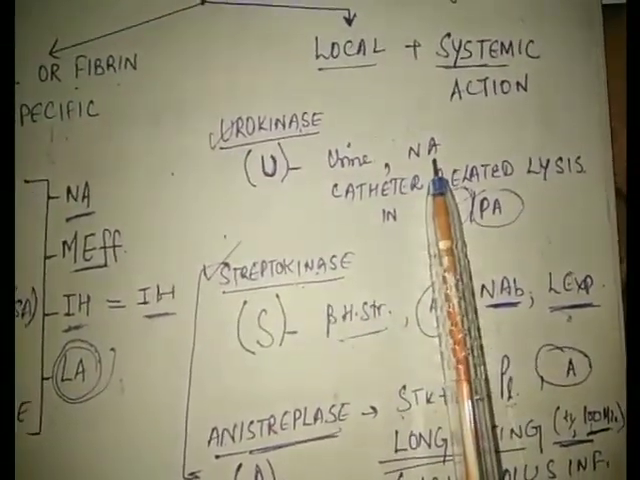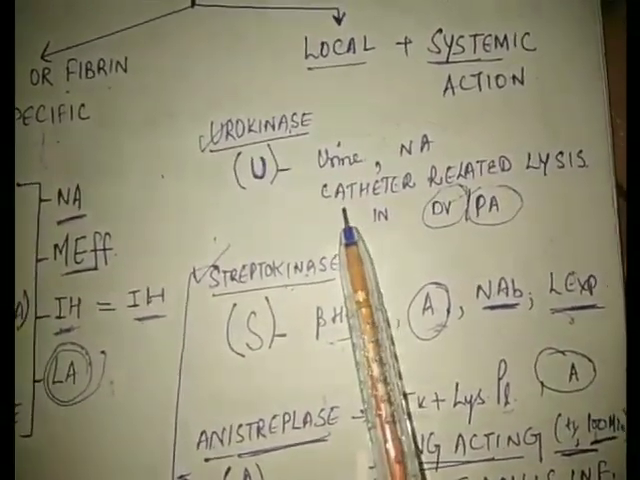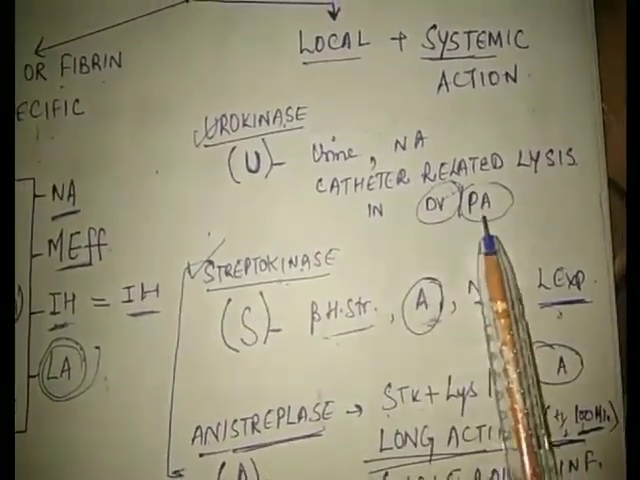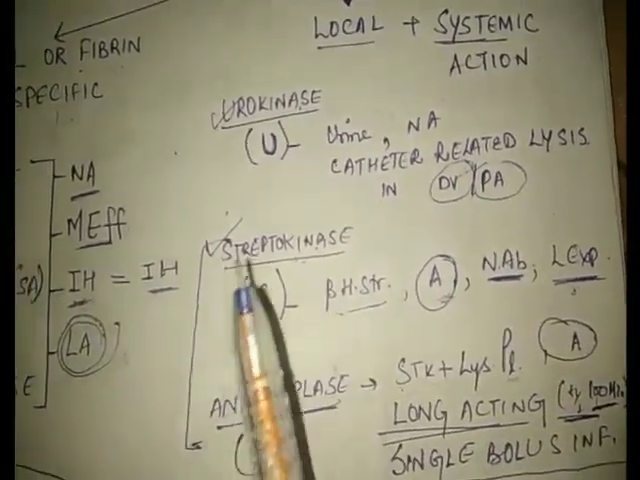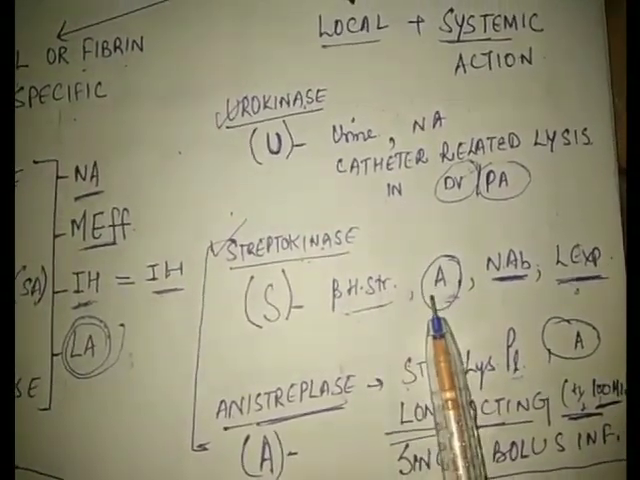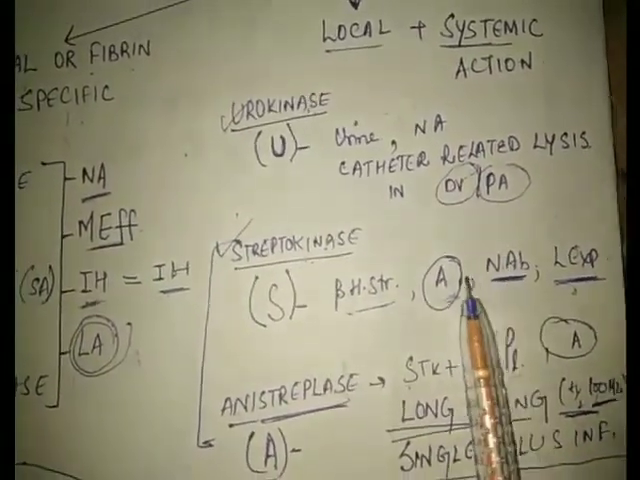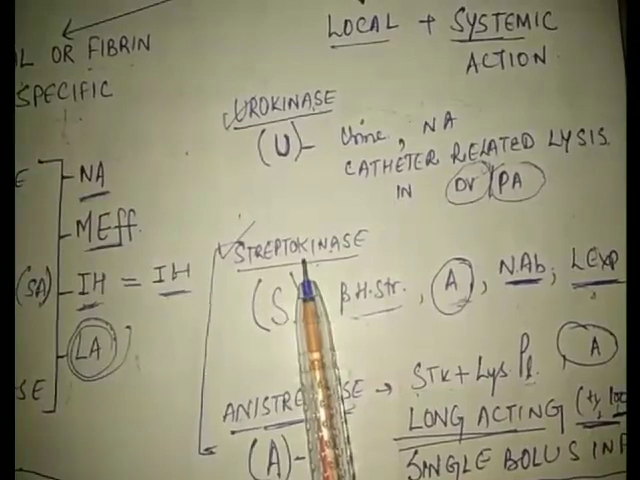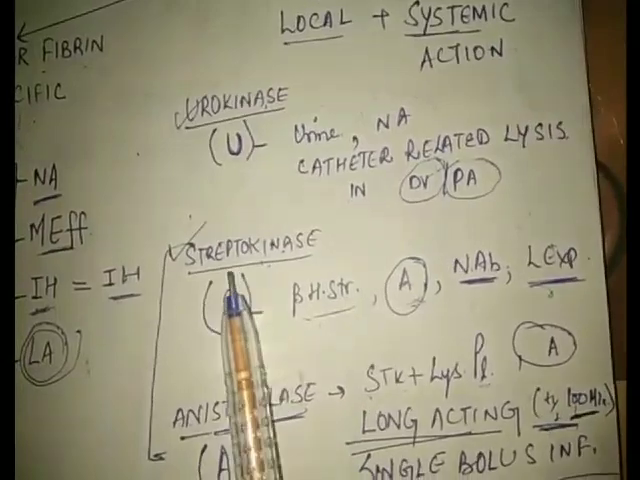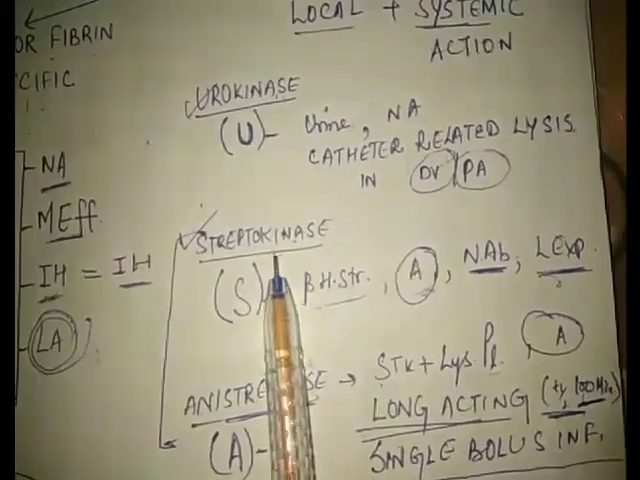Urokinase is non-antigenic. Okay, and urokinase is obtained from the urine, and it is used where catheter related lysis of the thrombus is required in the deep veins as well as in the peripheral arteries. Okay, the streptokinase is obtained from the beta hemolytic streptococci, and it is more antigenic as compared to other drugs, and when it is repeatedly given, neutralizing antibodies are formed against this drug, and because of repeated dosing it becomes less efficacious. Okay, however it is very inexpensive.